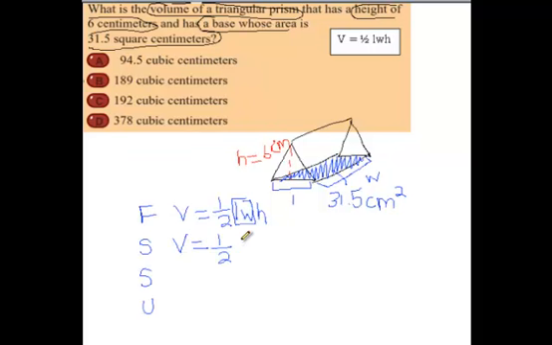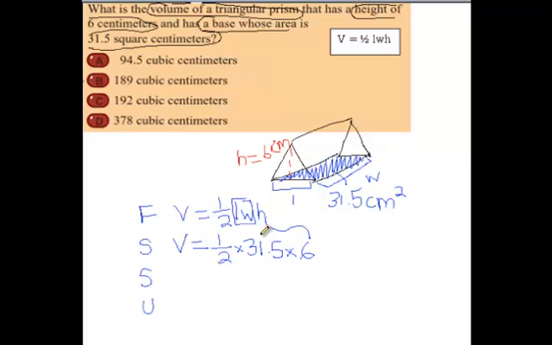1/2 times 31.5, and then H, we already knew was up there, is 6. So this is the first time, and probably the last time, where you will ever see something that says a base whose area. They're talking about the base of the rectangular prism, length times width, which means that what we're solving is 1/2 times 31.5 times 6. So once you know that, then you could do the math.